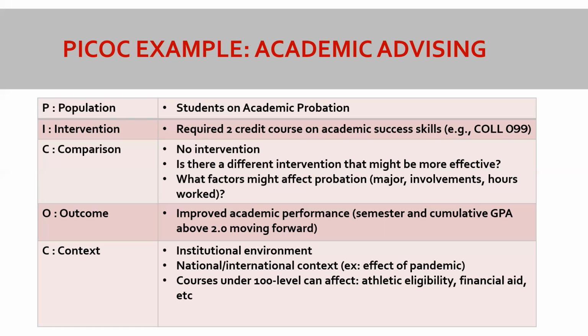But additional context might be the pandemic that's going on. So nationally, there's some very large context that might be affecting students' ability to be successful academically. But additional context too, if a student is an athlete or needs to carry a certain number of credit hours for financial aid purposes, courses under the 100 level can affect those types of things. So we would want to be aware of that as well.